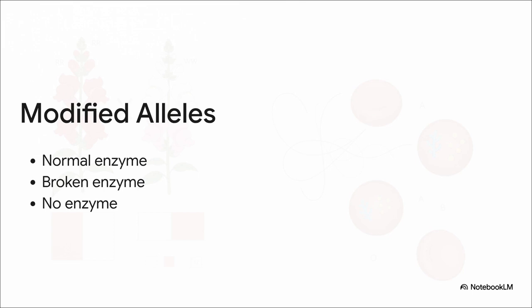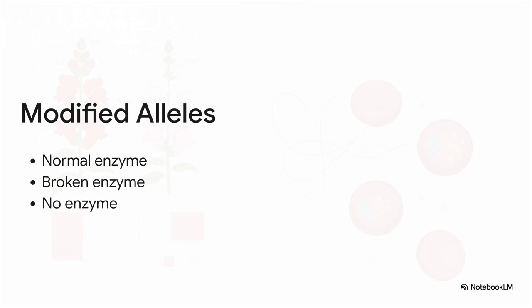First, it could produce a normal, or maybe just slightly less efficient enzyme. In this case, the trait remains mostly the same, acting just like the unmodified one. No big deal. Second, it could produce a completely non-functional enzyme. Or third, it could produce no enzyme at all. In those last 2 scenarios, the trait is visibly affected because the chemical reaction just doesn't happen.